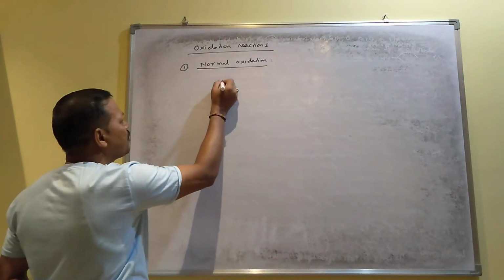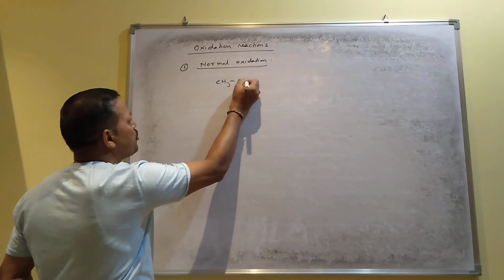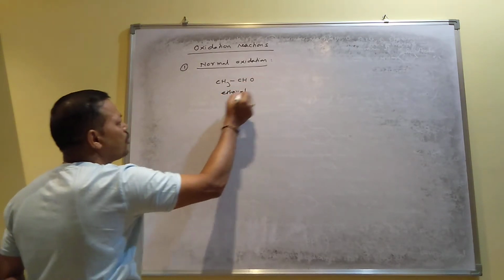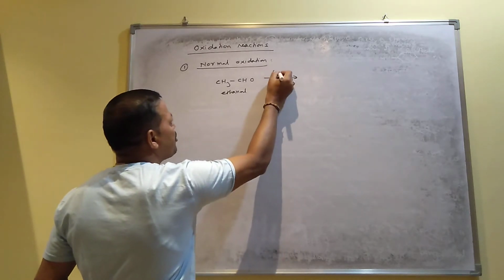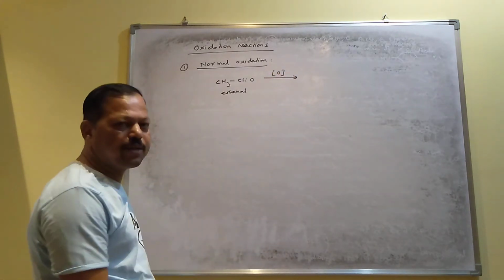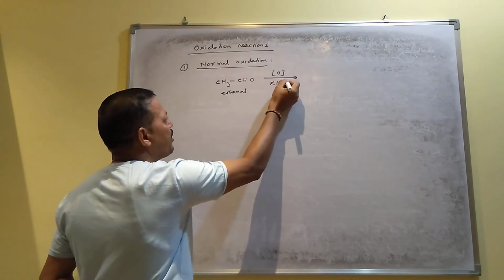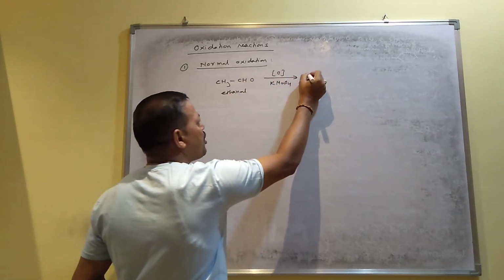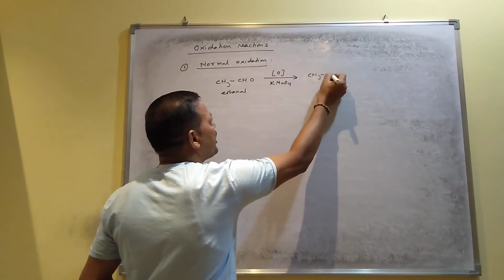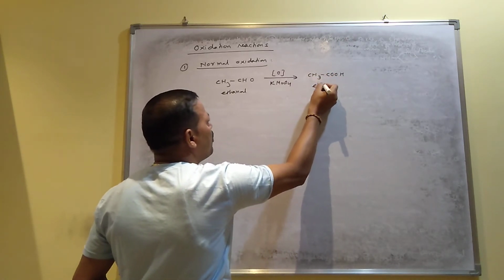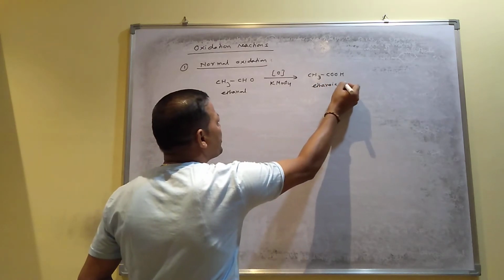Normally when aldehyde, suppose CH3CHO, this is ethanal, when you do oxidation in presence of some oxidizing agent like potassium permanganate or potassium dichromate, anyone you can use, then aldehyde is always converted to carboxylic acid. I mean, you will get acetic acid, which is also called ethanoic acid.